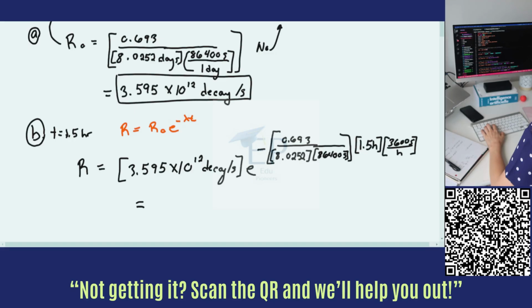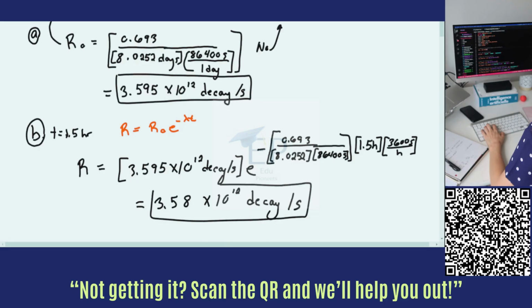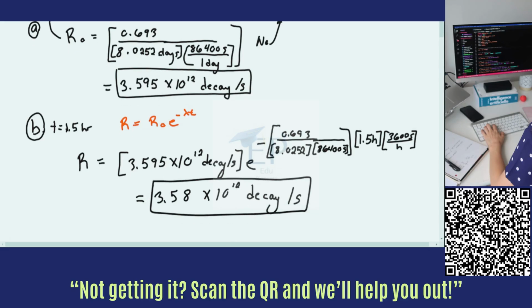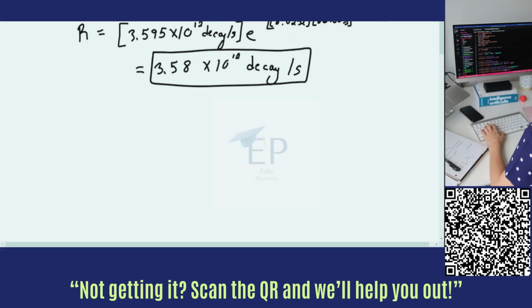And when we do that, we actually get 3.58 times 10 to the 12 decays per second. So this is the answer for B. Okay, and now let's get down to C.